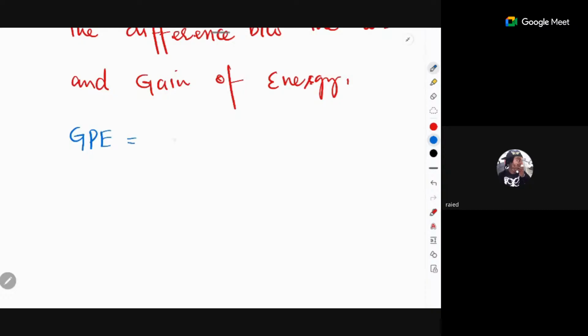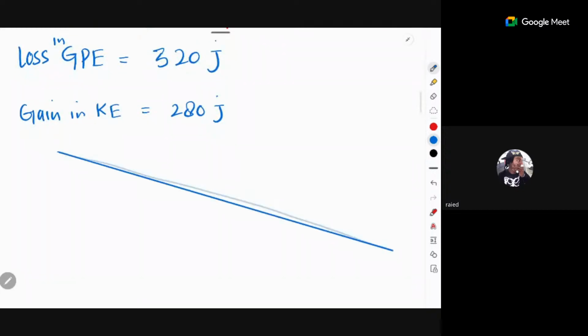Gravitational potential energy was, let's say, suppose it was, if you remember, 320 joules, and this was basically lost, the loss in gravitational potential energy. But if the gain in KE is somehow 280 joules, right? Meaning, on this track, if you roll a ball and there is a frictional surface, when it reaches this point, what happens? The gravitational potential energy is 320 joules here, and when it reaches this point, it is 280 joules. It means how much energy has been lost?